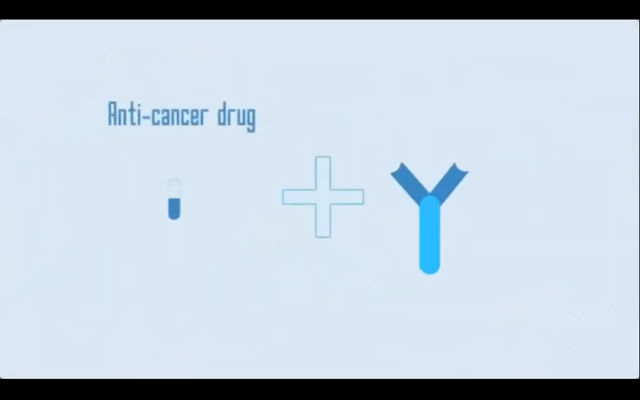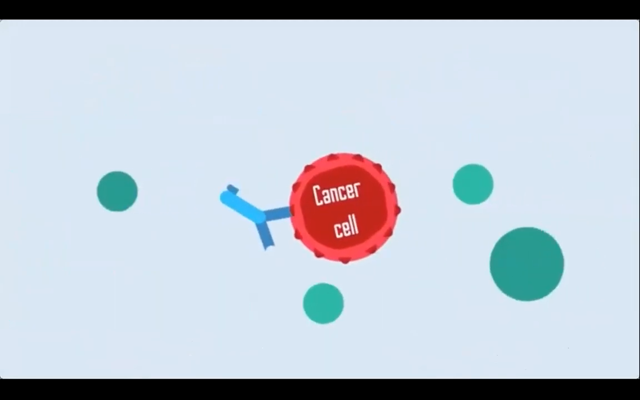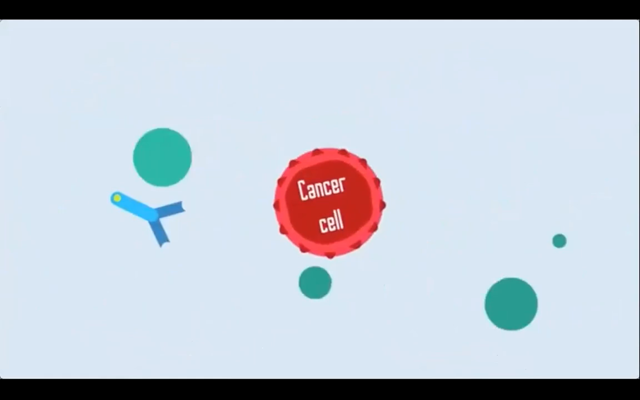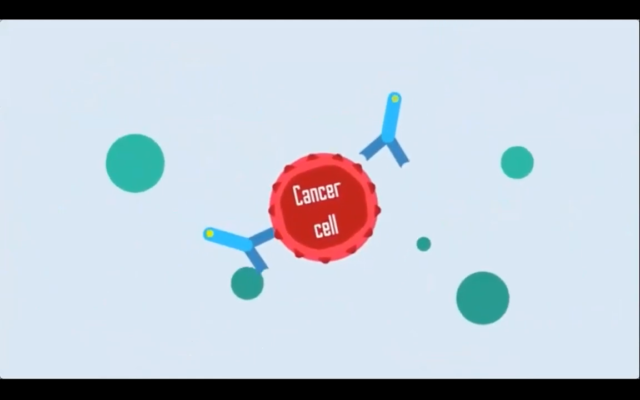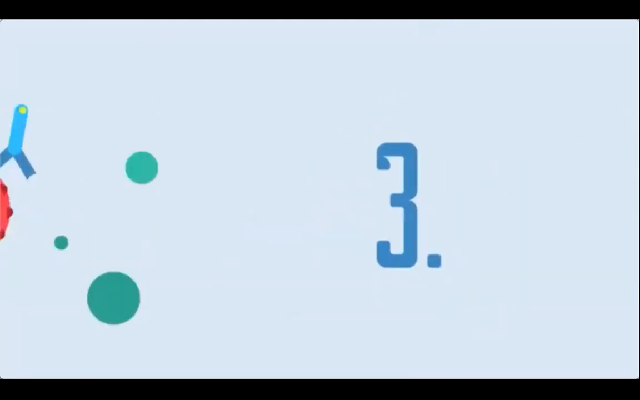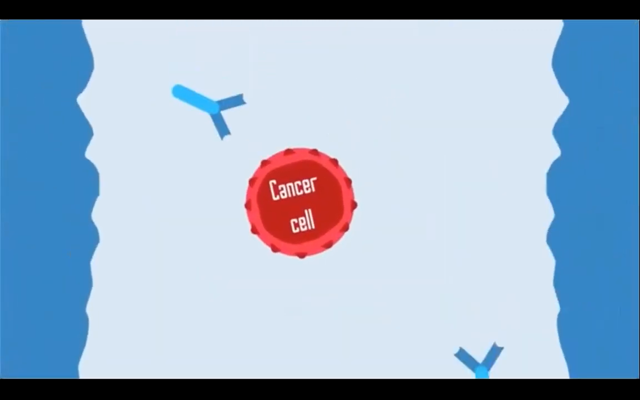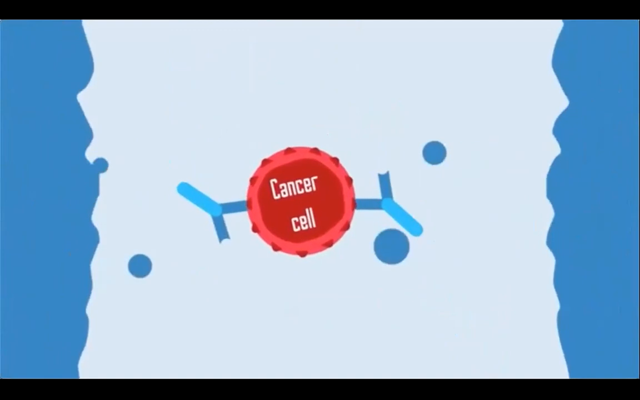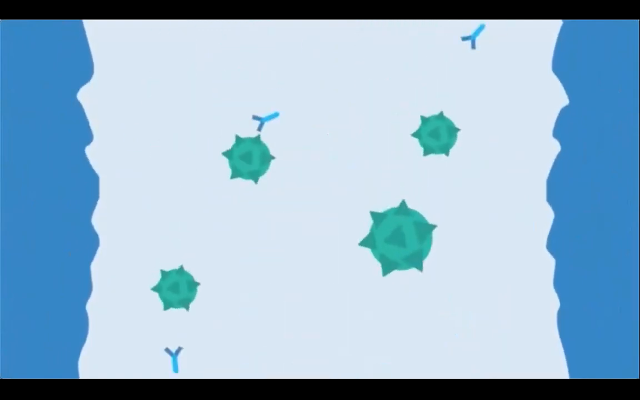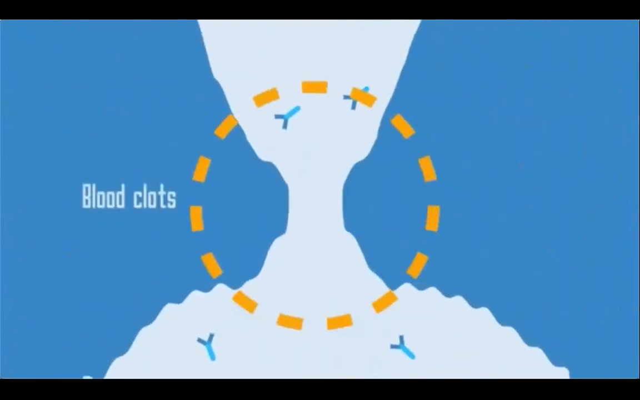Firstly, by combining them with an anti-cancer drug, which can then accurately locate and target only the cancer cells, avoiding the healthy cells. Secondly, for detection, they can carry special markers which show doctors where the cancerous cells are starting to build up. Thirdly, they can be used to trigger the body's own immune system to recognize and kill the cancer cells. They can also be used to identify other diseases and locate blood clots.